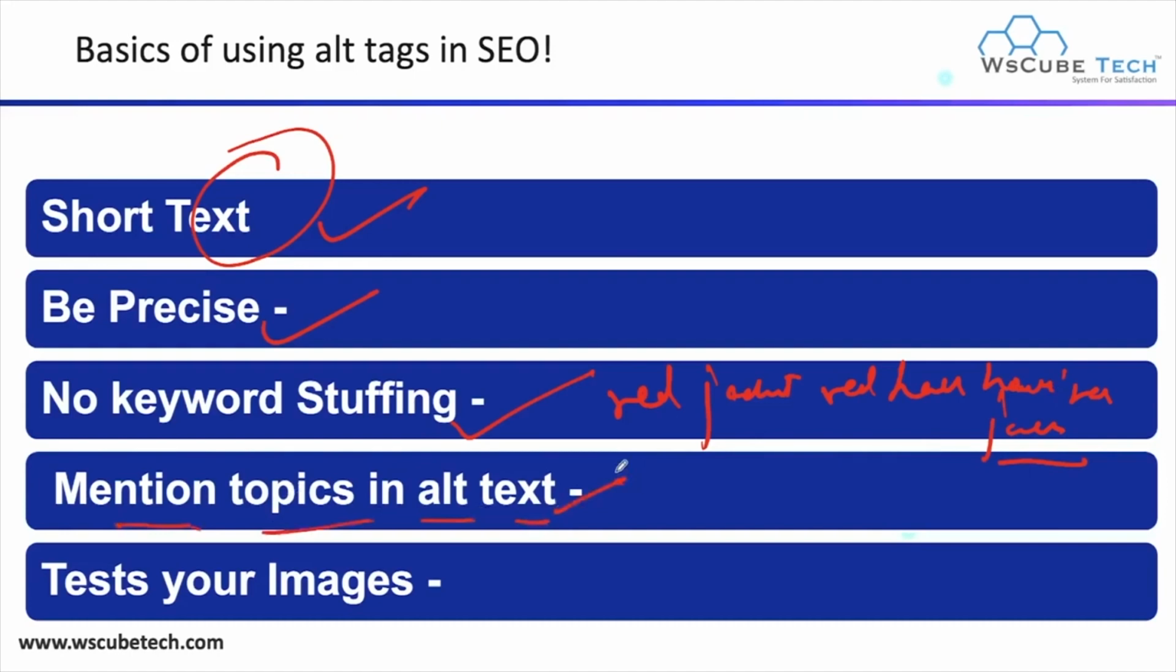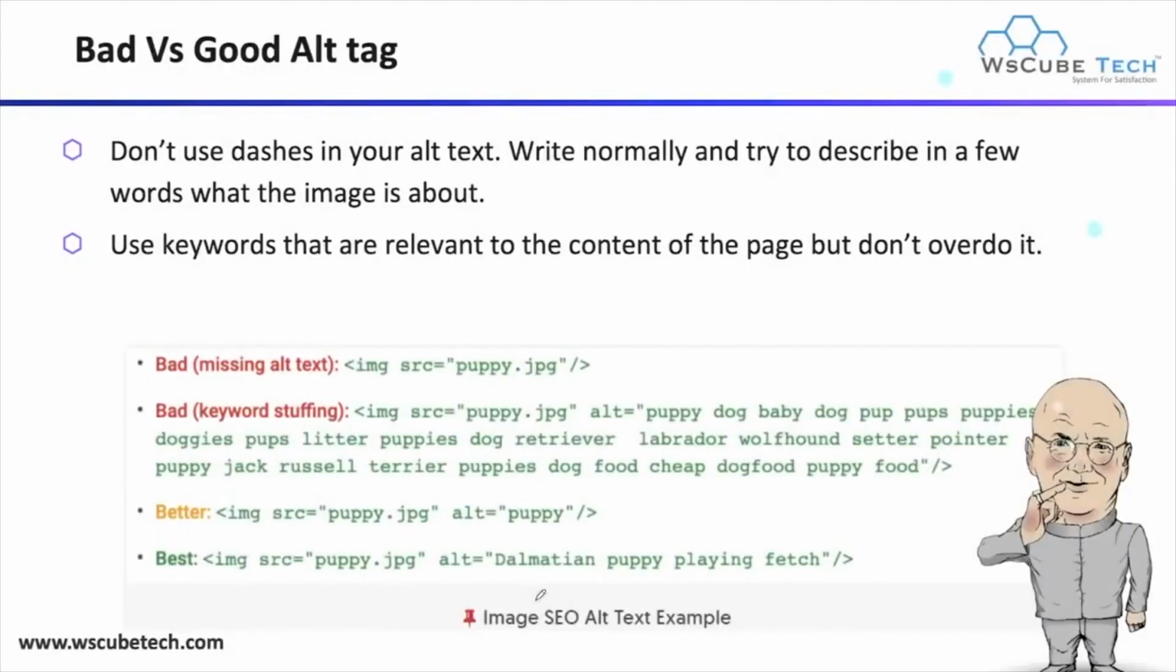Next, mention topic in alt text. So you should mention the keyword in an alt text because Google is very smart. So alt text helps Google to determine the topic of the page, what's in the topic. So alt text gives you an idea to the user. Next we have test your image. So test your image, whether you have placed right alt text to the particular image, and whether your image is showing alt text correctly or not. So these are some basics of alt text here.